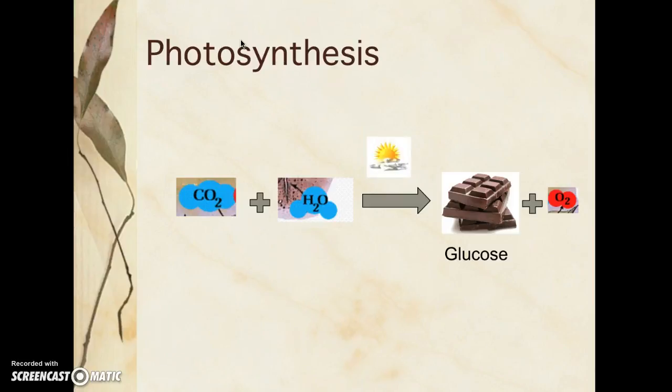This then is the formula for photosynthesis. Carbon dioxide and water gives us carbohydrates and oxygen. In this case, the specific kind of carbohydrate is glucose.